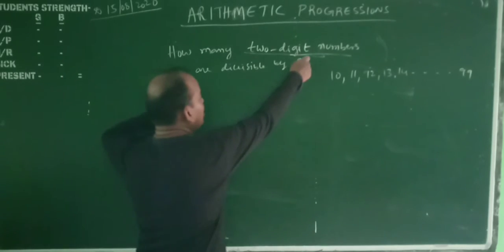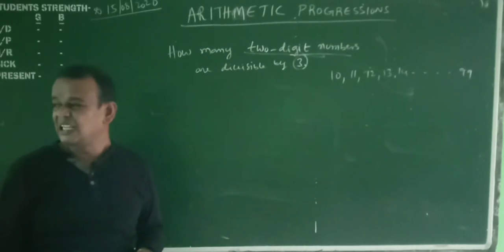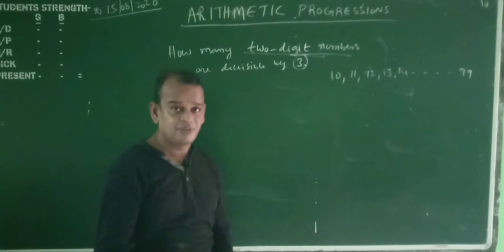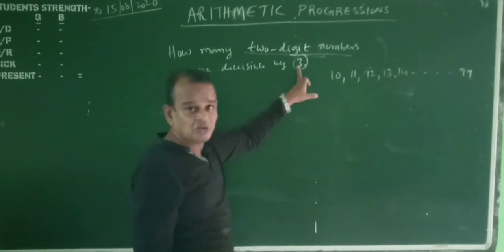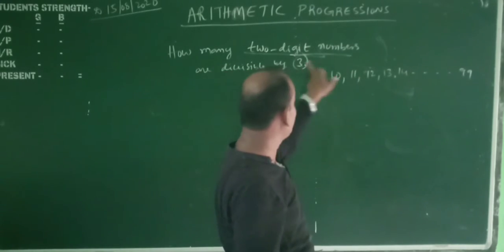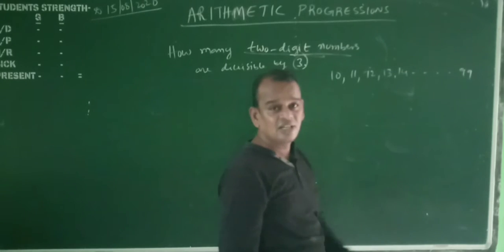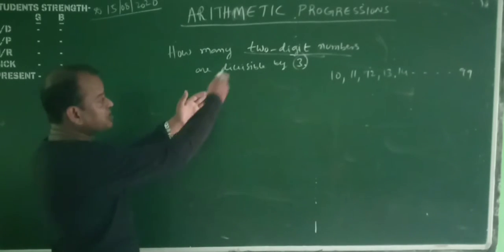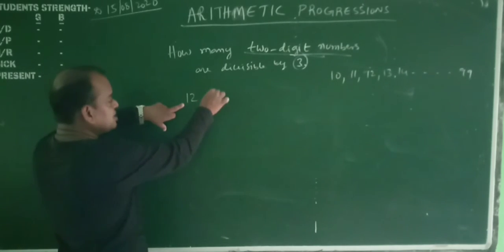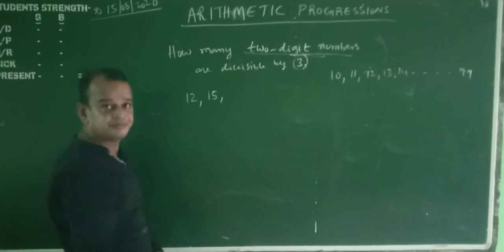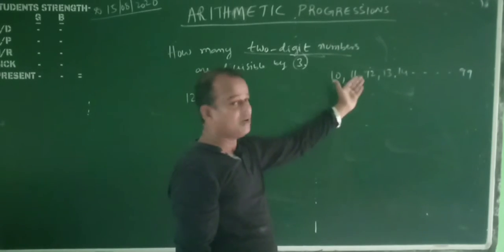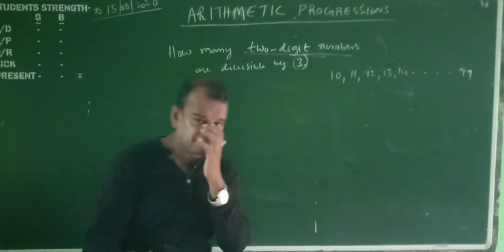But in this one, divisible by 3. Multiples of 3. Is 10 a multiple of 3? No. Is 11 a multiple of 3? No. Next, 12. Yes. 12 by 3 means 4. 13, 14 not. So the first 2-digit number divisible by 3 is 12. After that you add 3: 15. First you will find the first number. Divisible by 2 means 10, 12, 2 difference. Divisible by 3 means 3 difference.